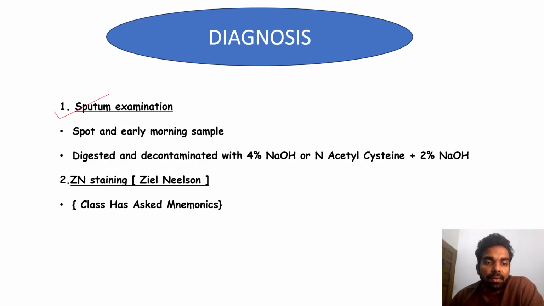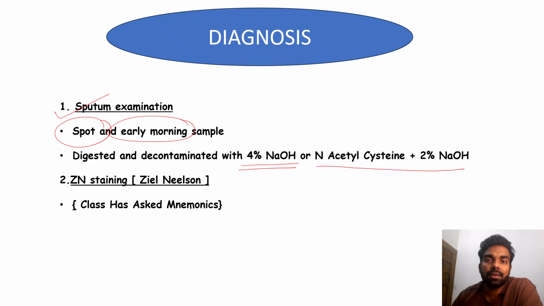For sputum examination, we take a spot sample and an early morning sample. And we can't directly use the sputum sample for any examination. We need to decontaminate it and digest it. For that, we use either 4% NaOH or N-acetyl cysteine with 2% NaOH. After this process, it is used for detecting the acid-fast bacilli. Now, the most common staining that we use for staining Mycobacterium tuberculosis is the ZN staining.